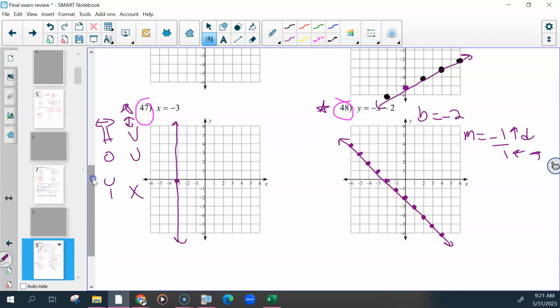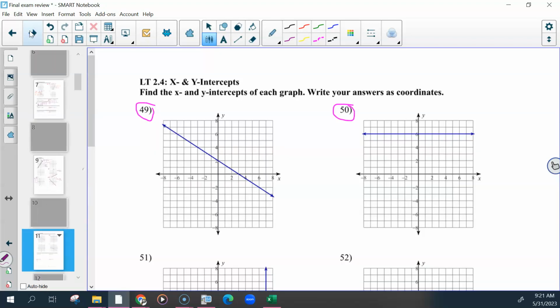Other questions on this page before we move on? Go on to the next page. This should seem familiar to you as we just did this when we reviewed our intercepts, where you're either finding intercepts from a graph or from an equation where you have to solve.